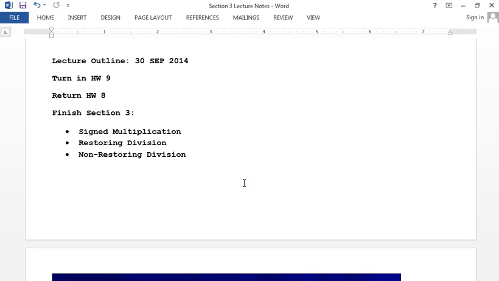The first one is called restoring division. And we'll explain specifically why it's called restoring. There's a restoring step at the end of the algorithm. And then there's non-restoring division.